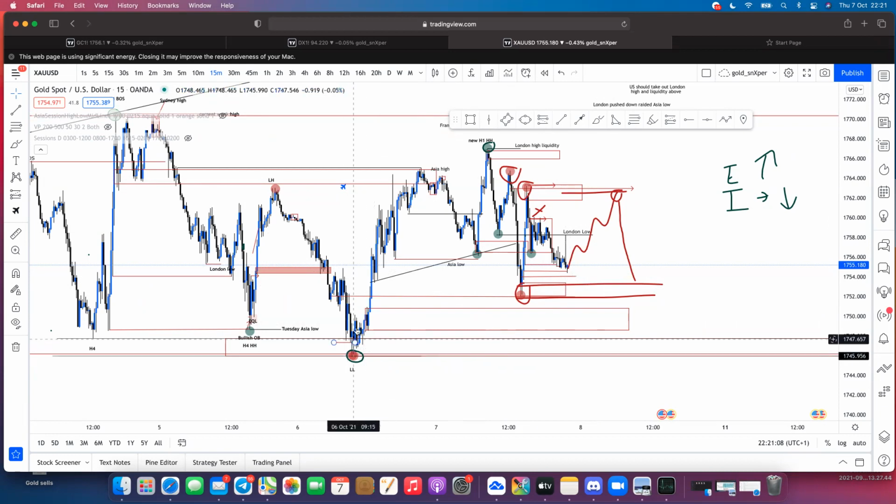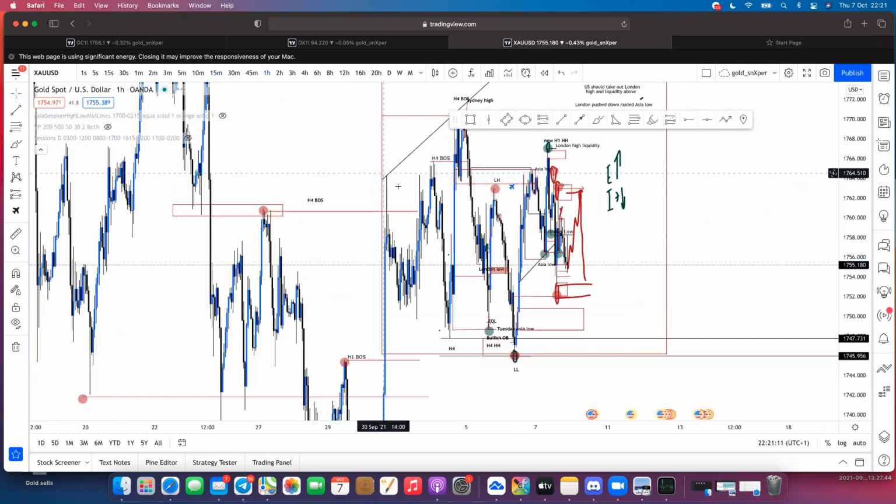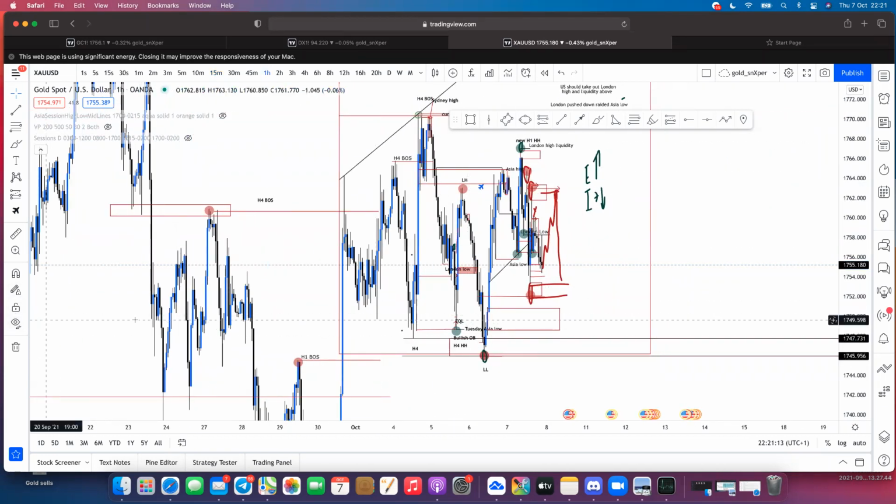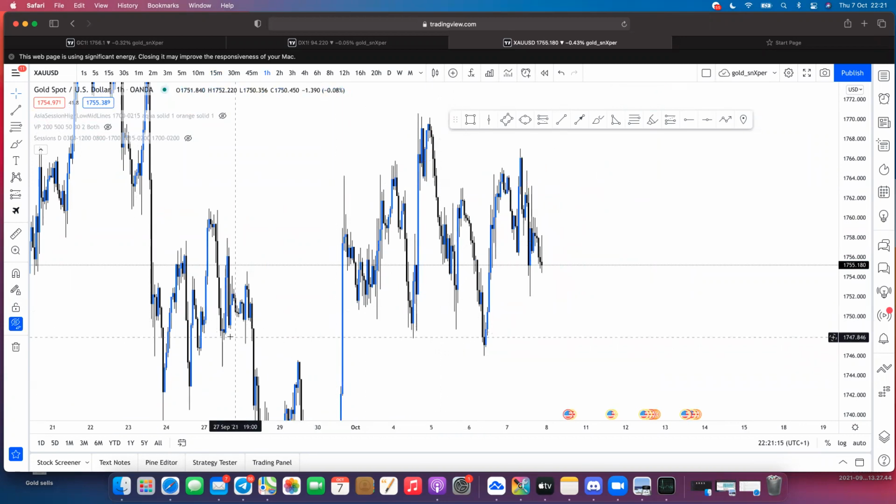In terms of actually dissecting this entire impulse over here that's just been created, you can clearly see, is there not a key level somewhere here?